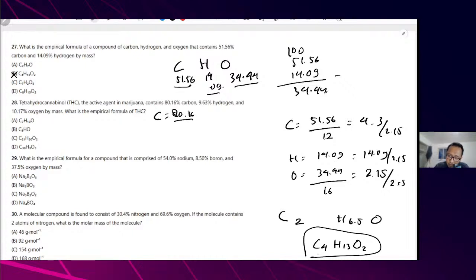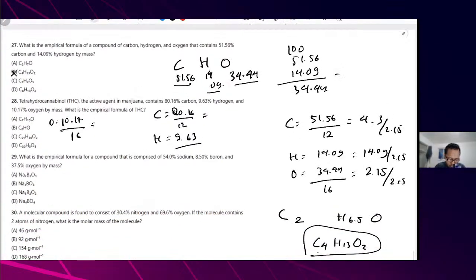80.16 divided by 12. And then H is 9.63, because the mass is just one, right? We don't need to calculate anymore for hydrogen. And then for oxygen, it is 10.17 divided by 16. Now we are going to do the calculation one by one, right?